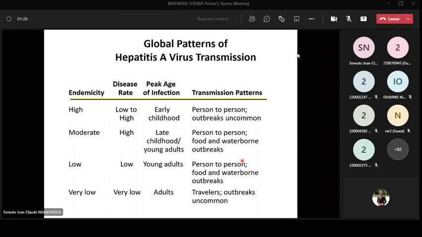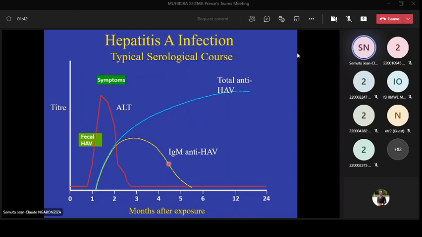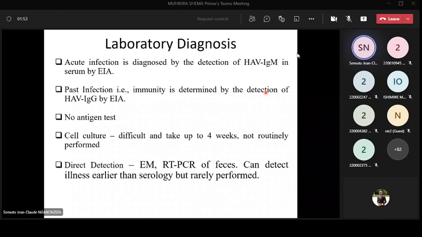So laboratory diagnosis, we often use IgM. So IgM will only be positive while the virus is still present. IgG often stays even if the person has recovered and no longer has hepatitis. So IgM is the most important in this case.